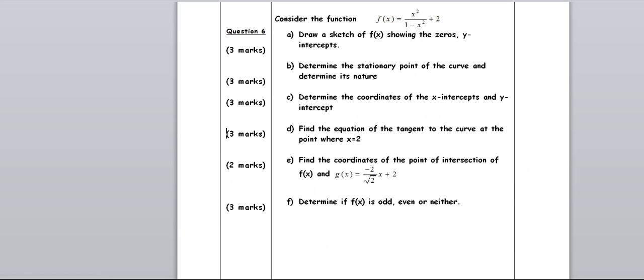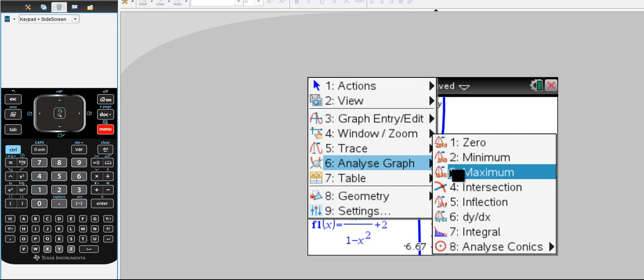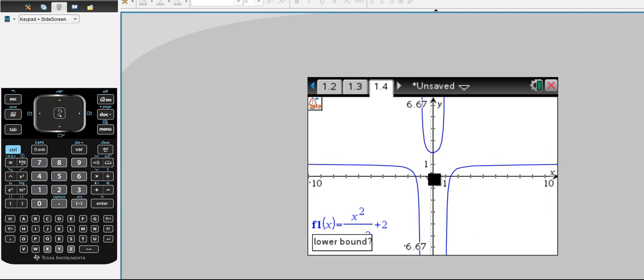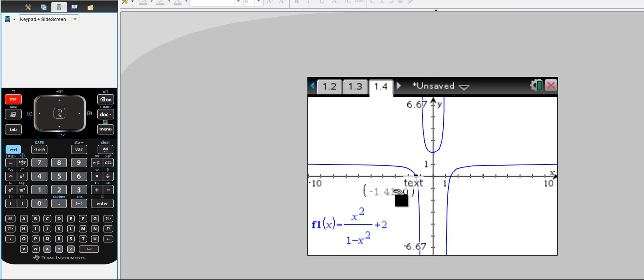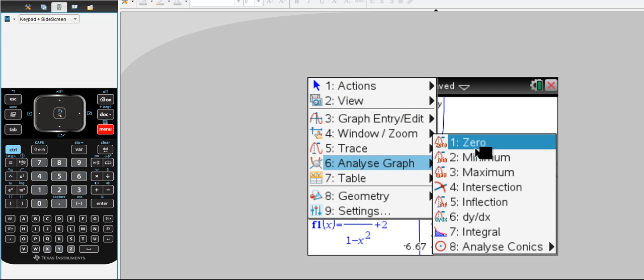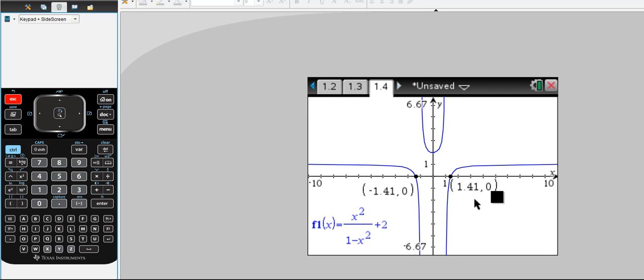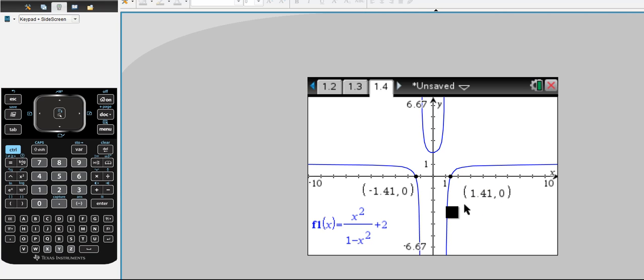C. Determine the coordinates of the x-intercepts and y-intercepts. Okay, so let's analyze this graph. Let's see if we can go to analyze graph, and then we can find the zeros for this function. We can go to the left and to the right, and if it doesn't work to move it just like that, maybe click escape once, then try to grab this, and then you can move it. Let's do it again. Analyze graph and find the 0, a little bit to the left, a little bit to the right. And then maybe if you need to escape, click and hold and grab it and move it out of the way.